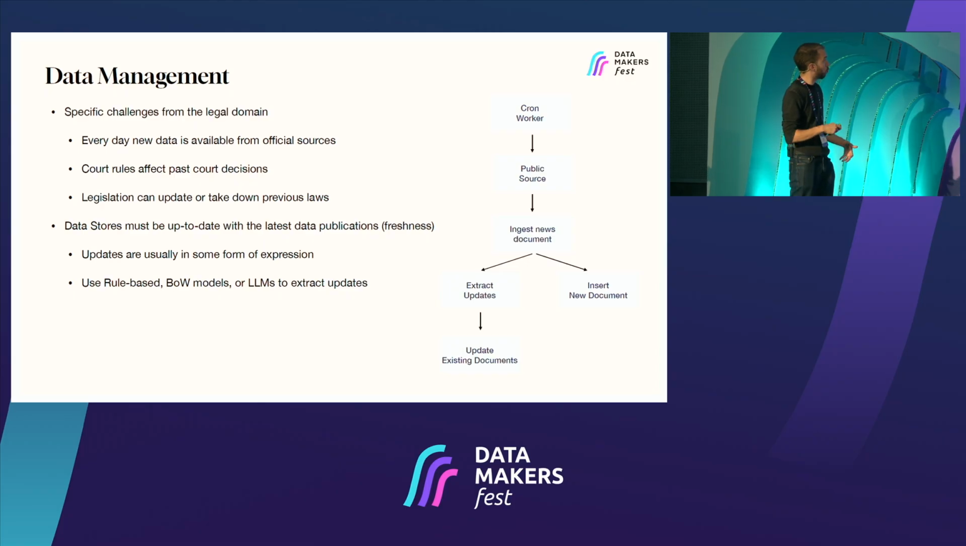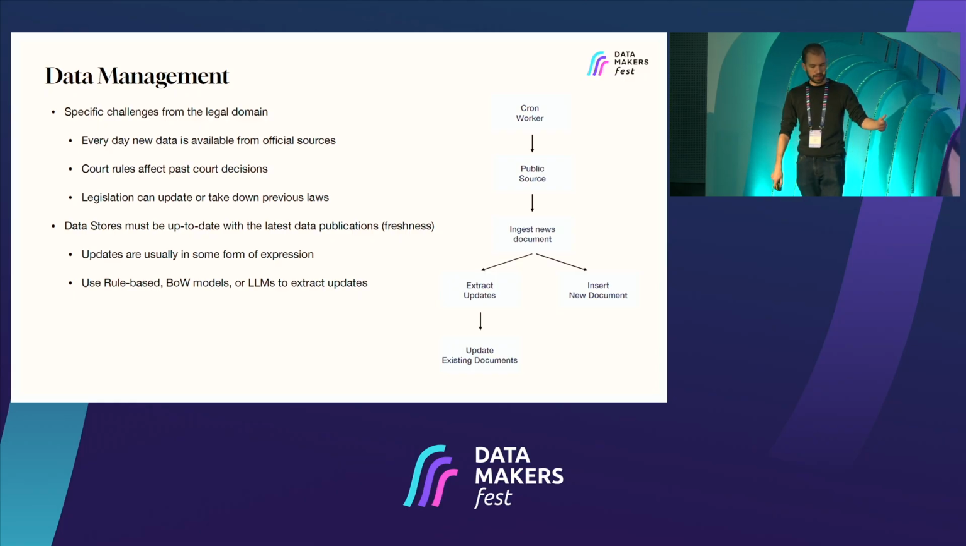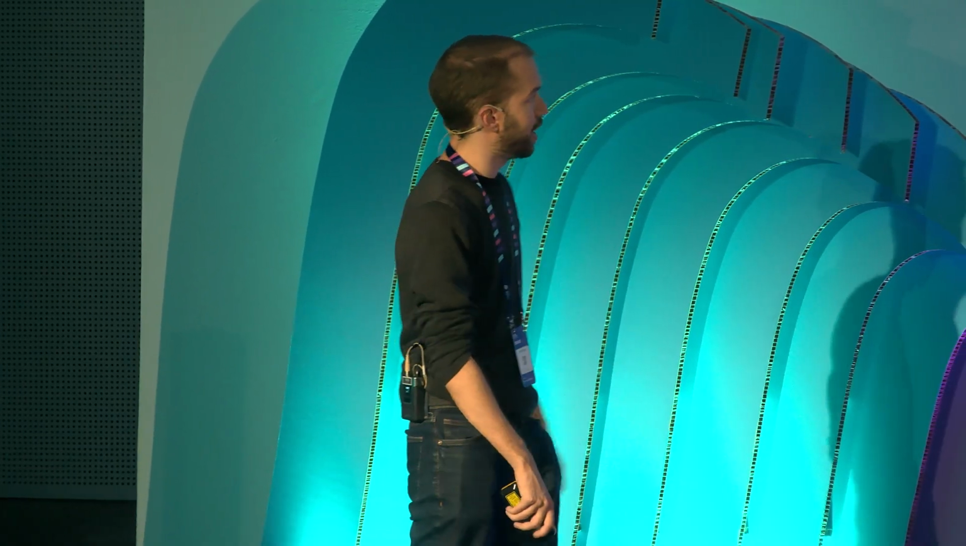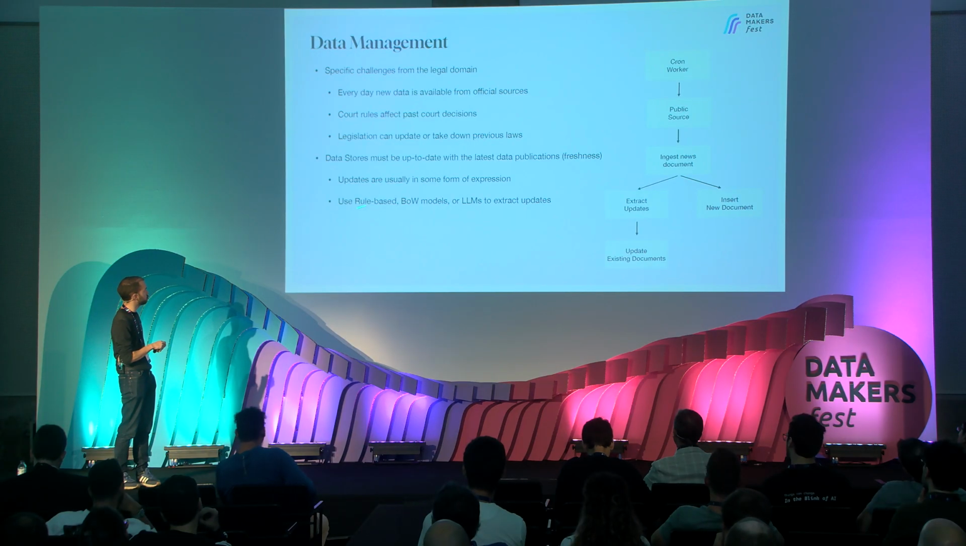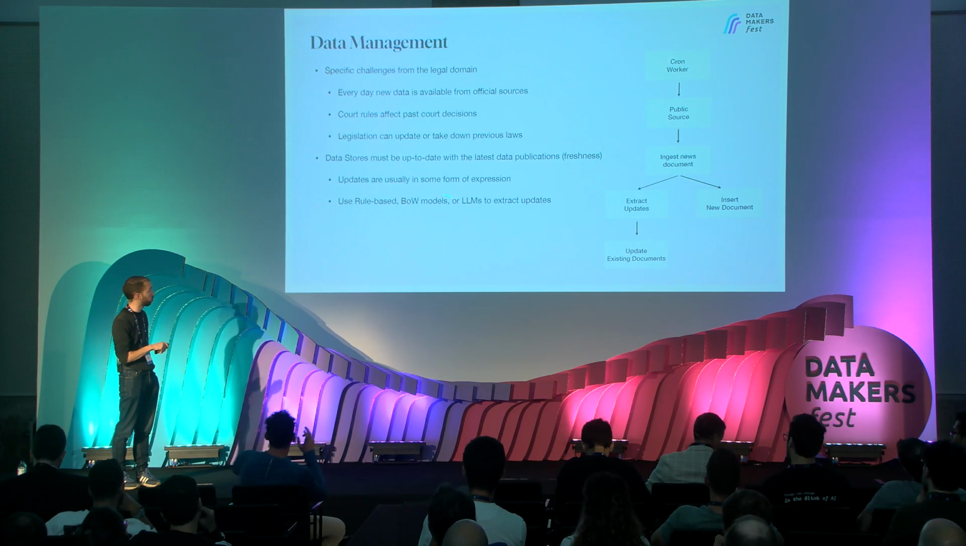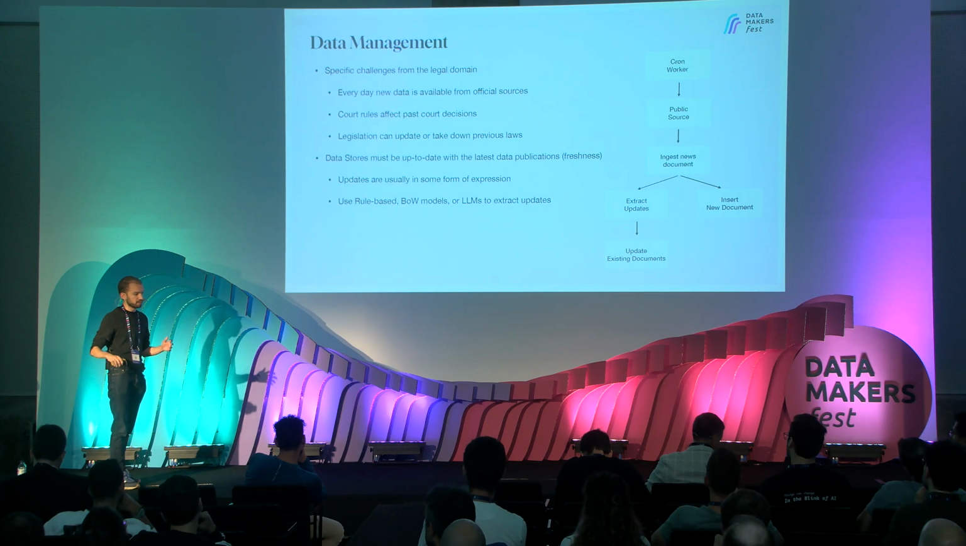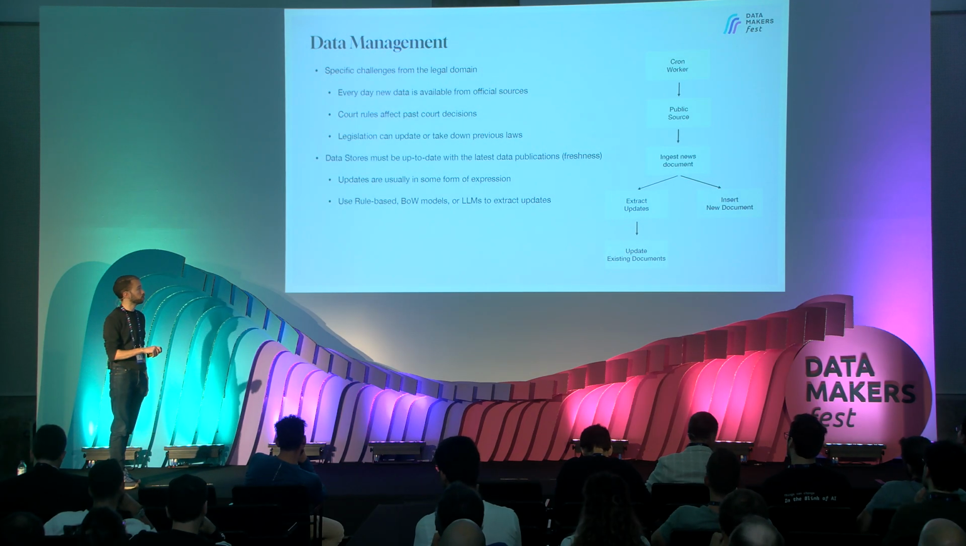And these updates are usually in the form of expressions, right? So, for example, this law revokes that article from that law, or these court rules nullify the decision made previously, and so on. And this is sometimes tough to extract from these documents. What we do much of the time is use rule-based models, so regex or bag of words, and for the tougher cases, we use LLMs.